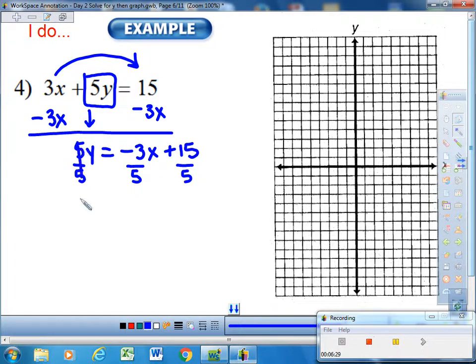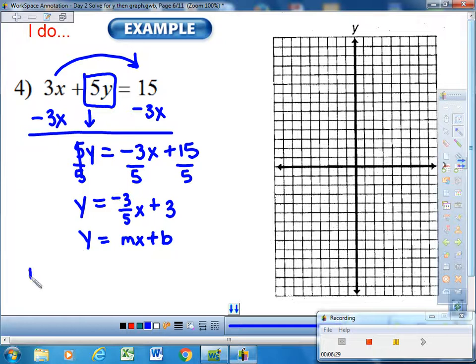So 5 over 5 is 1. I'm at 1y equals. I cannot simplify this, so I just put -3 over 5x. And then I can simplify this, so I put plus 15 divided by 5 is 3. My equation is in y equals mx plus b form. So this is just like the last equation, except y now has a coefficient. So after you move the mx term over, then you're going to have to divide by the coefficient of y.